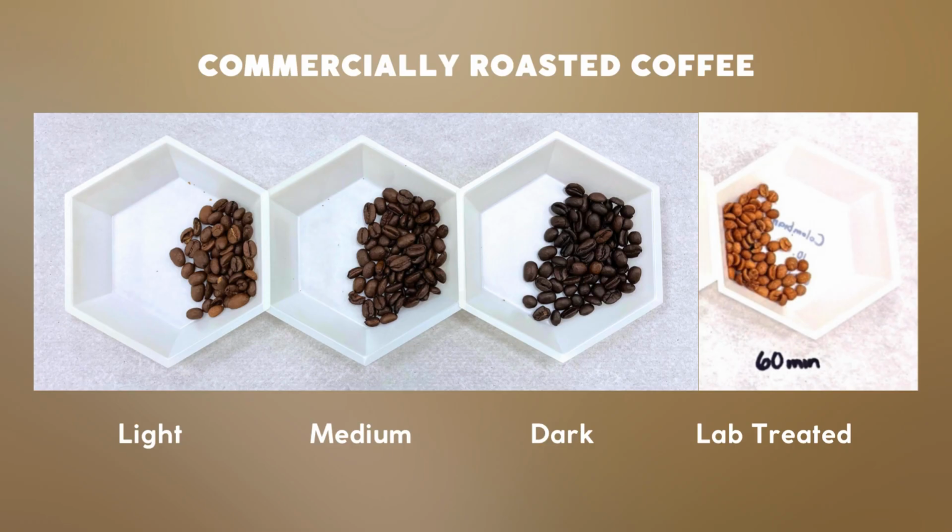This image shows commercially roasted coffee between light, medium, and dark compared to the lab-treated 60-minute mark. As you can see, the longer the beans go through a roasting process, the darker the bean color gets.